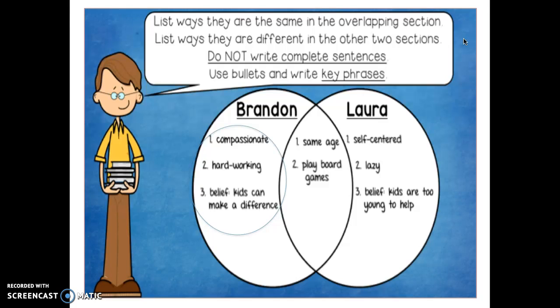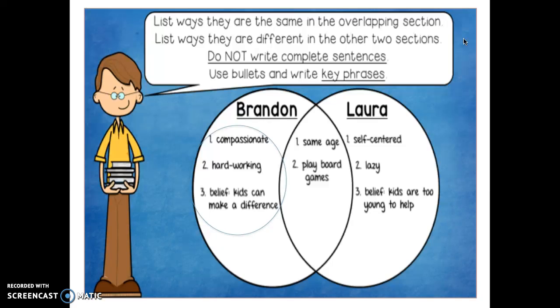Brandon. He is, number 1, compassionate. That means he cares about other people. Number 2, he's hardworking. And number 3, he believed kids could make a difference. Remember how he was willing to rake not only the leaves in their yard, but also that of their neighbors? And he also felt that he, even though he was young, could help those people by giving them the money that he was going to make by doing that job.